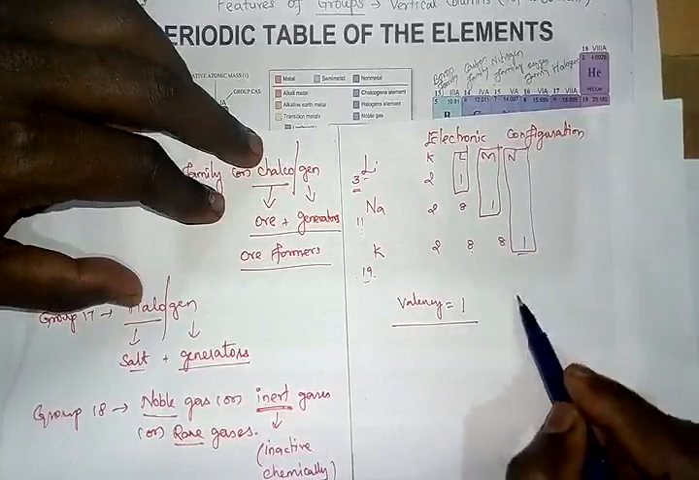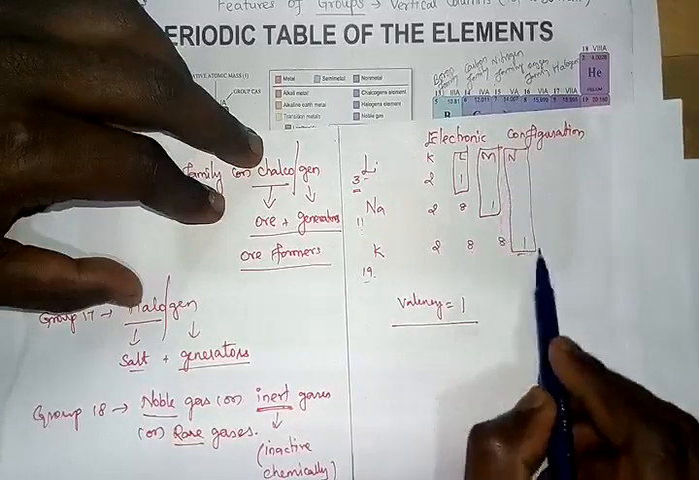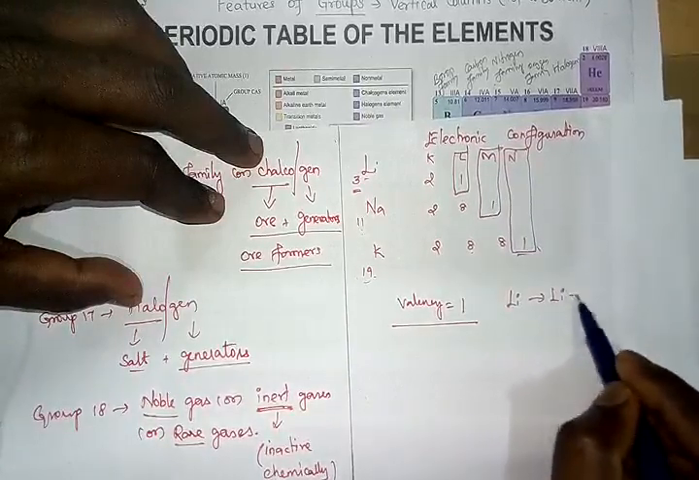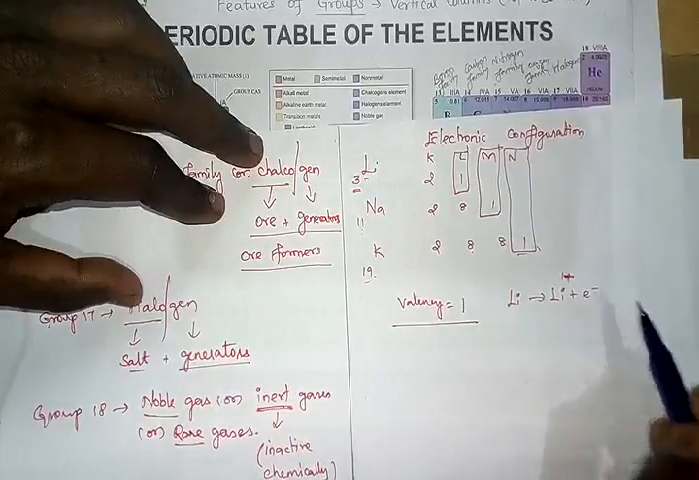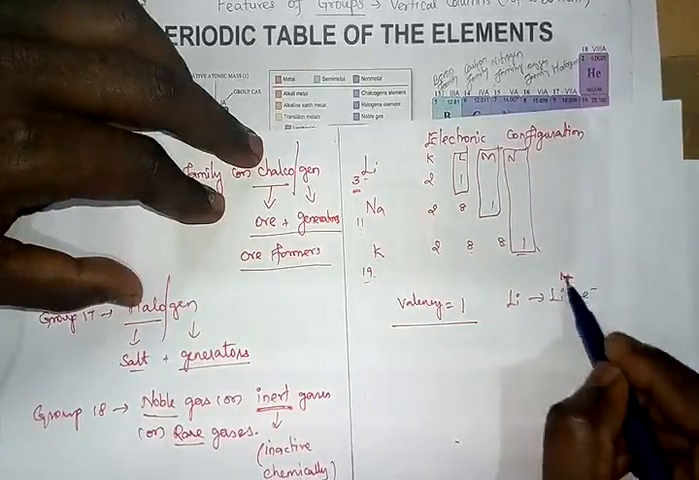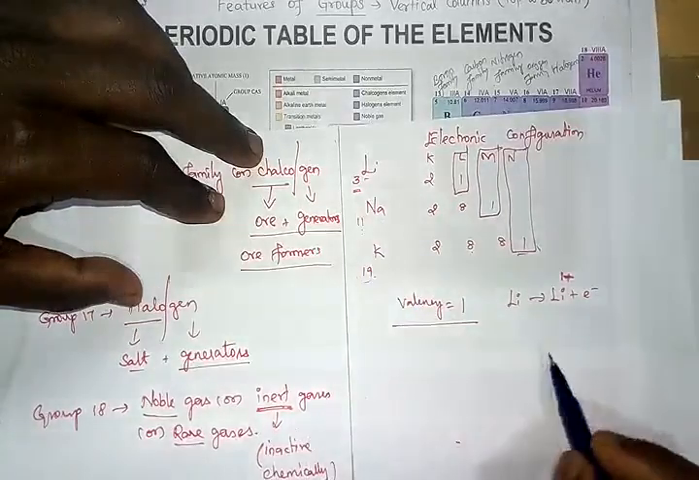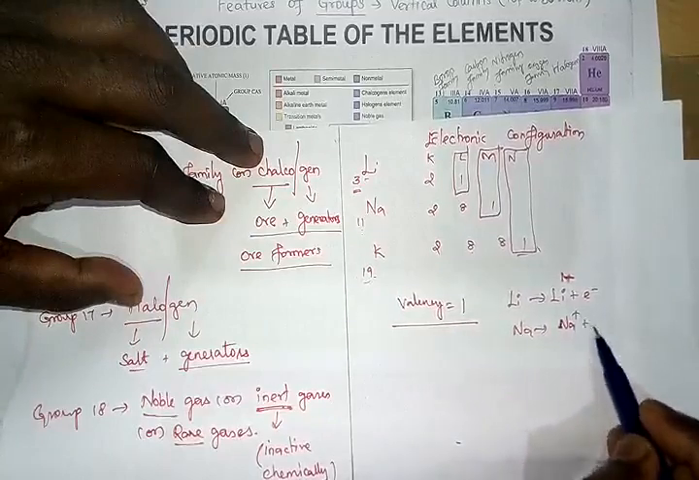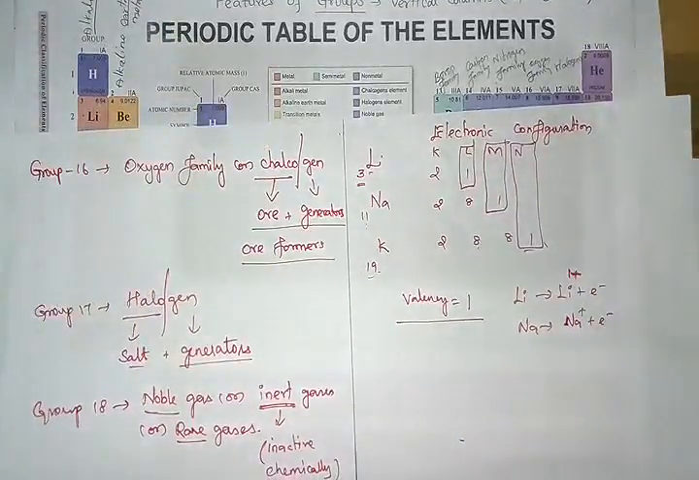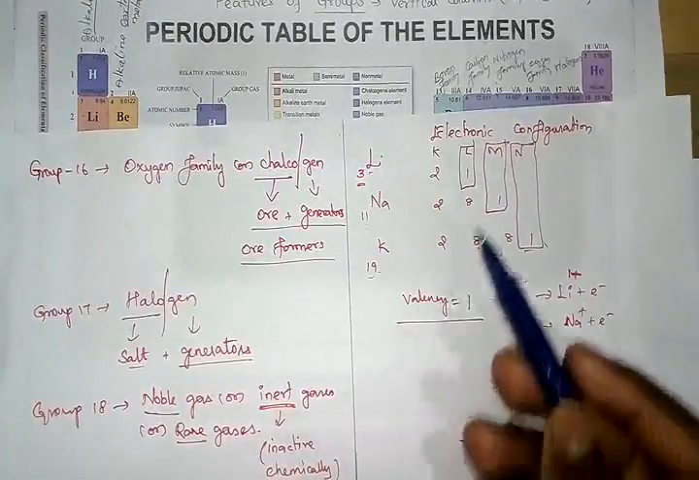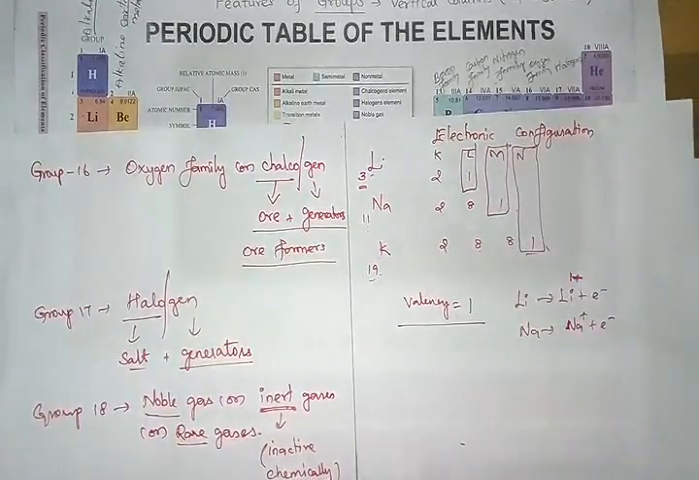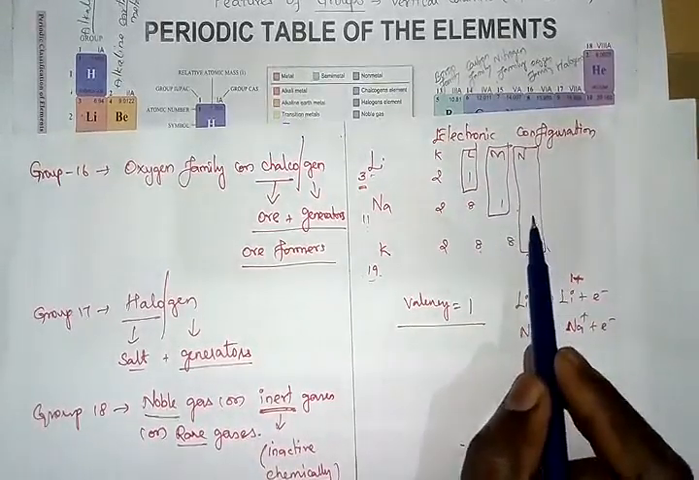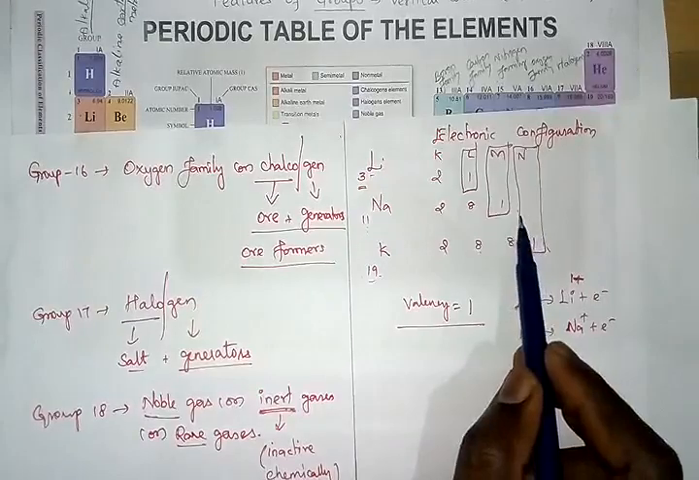When they react chemically, they lose these outermost shell electrons easily, right? So lithium will lose an electron to form lithium 1 plus. Similarly, sodium will lose the outermost 1 electron and form sodium 1 plus plus an electron. So what you have identified here, very simple, is that they have a similar valency, because they have the same number of electrons in the last shell. This is very important, my dear children.